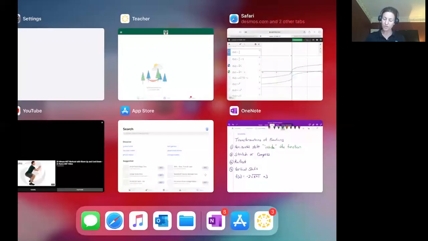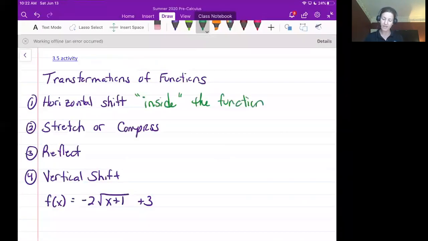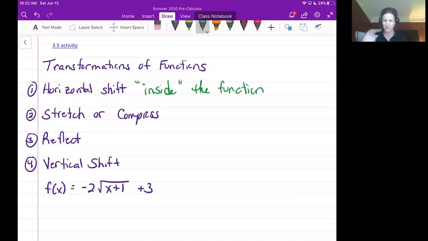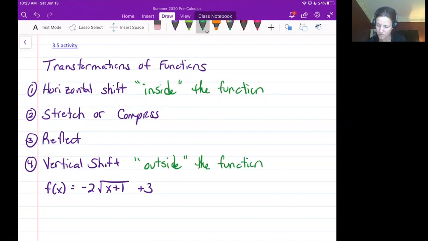So let's go back to our notes here. And again, I'm going a little bit out of order here, but I think you'll see why in a minute. The vertical shift is outside the function, and this one was opposite. This one is the same.